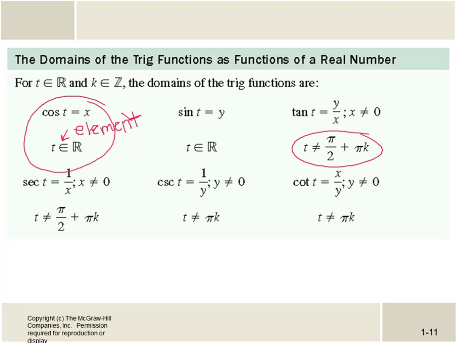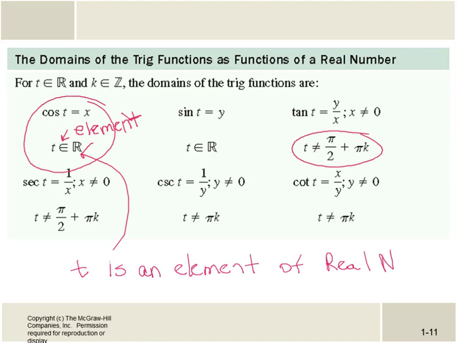Oh, that means real numbers. So this means T is an element of the real number system, an element of real numbers. So it's a real number. Okay?